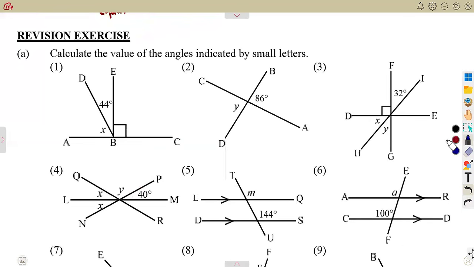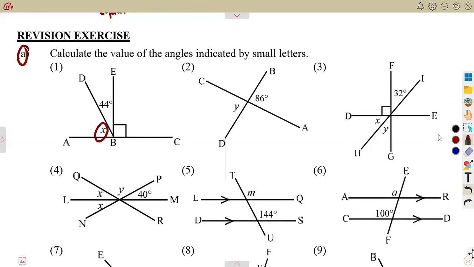So in this case, we are asked, in this revision exercise A, calculate the value of the angles indicated by the small letters. So there is X, there is Y, there is X, there is Y. These are the letters that you are given. Calculate these values. Okay, so first question, what will be the value of X?